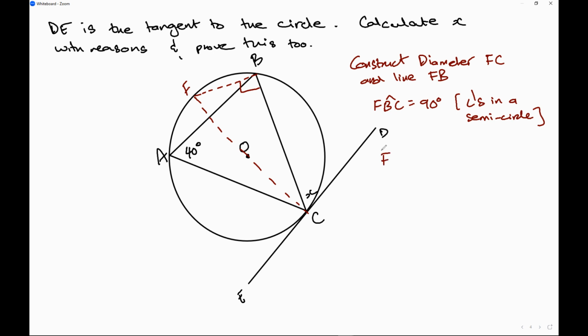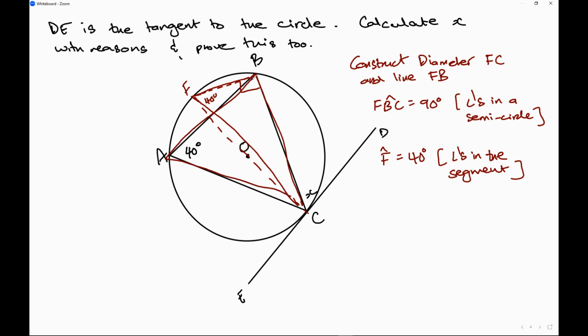I also know that angle F is equal to 40 degrees, which is this angle here, because both these angles are subtended by chord BC. So that's going to be angles in the same segment, the butterfly, because they're both subtended by chord BC. So you've got the same chord which is reaching out for an angle at the circumference, which means every single angle that it reaches out for will be equal, in this case 40 degrees.